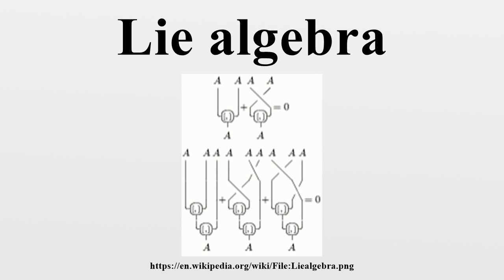Thus, the image of lies in the subalgebra of consisting of derivations on. A derivation that happens to be in the image of is called an inner derivation. If is semi-simple, every derivation on is inner.